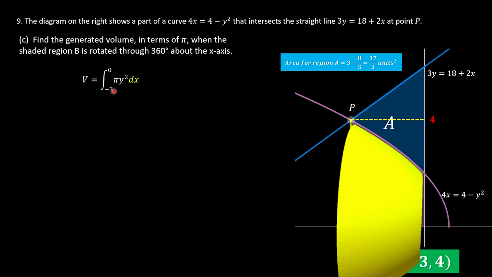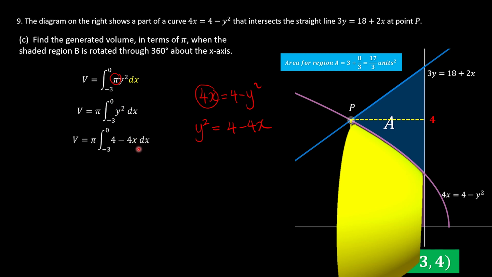But what is our y squared? We're going to know from the equations, which is the curve, we have 4x is equal to 4 minus y squared. In order to find y squared, we move the minus y squared to left hand side, we have positive y squared. We move the 4x to right hand side, become 4 minus 4x. So now we can proceed. So we take out the pi first because pi is a constant. Then after that, substitute our y squared with 4 minus 4x. Since now we are left with x and integrating with respect to x, we are good to go.